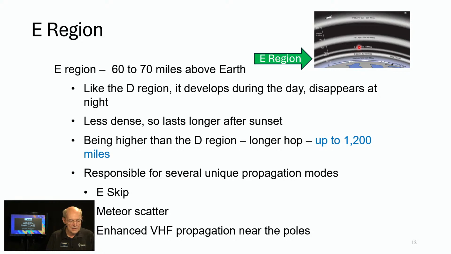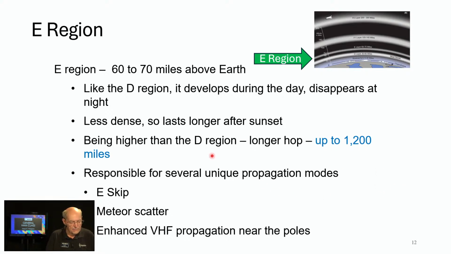The E is the next layer up. Okay, it's 60 to 70 miles above the Earth. It develops during the day and disappears at night. And as we go higher and higher within the ionosphere, the gases that are there become less and less dense. So it does tend to last a little bit longer after sunset, but it disappears at night. Being higher than the D region, we get a longer hop.